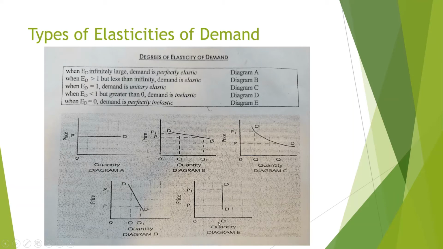And finally, perfectly inelastic. This is for stuff that people absolutely need. Something like insulin, for example: no matter how expensive it is, you're going to buy it because you need it to stay alive.